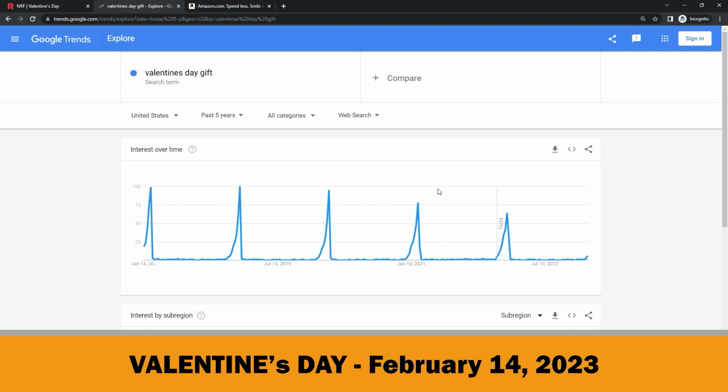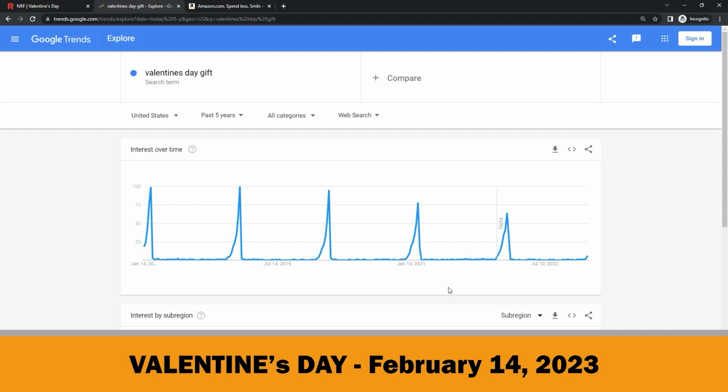Firstly, let's check on Google Trends to see when people start to search for Valentine's Day gifts. As you see, people started to search for Valentine's Day gifts mostly after the third week of January in the past. So, make your launching and marketing plans accordingly and try to make your book live around these dates.